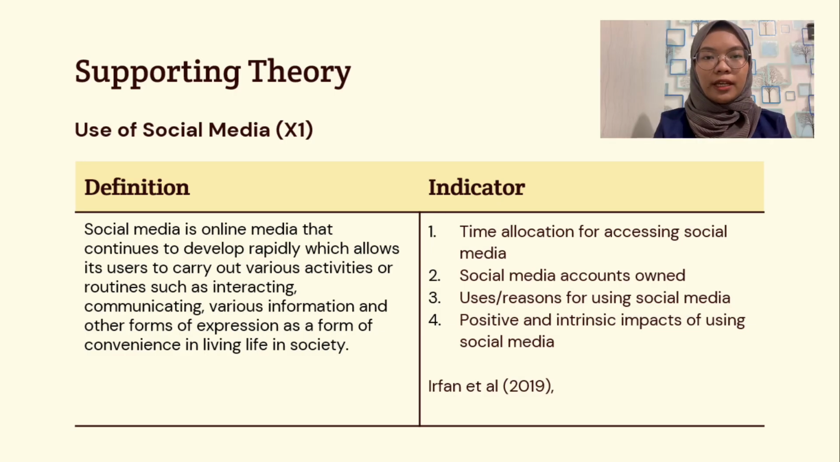The definition of social media based on supporting theory is online media that continues to develop rapidly, which allows its users to carry out various activities or routines such as interacting, communicating, sharing various information and other forms of expression as a form of convenience in living life in society. Indicators of social media include time allocation for accessing social media accounts owned, uses or reasons for using social media, and positive and negative impacts of using social media.